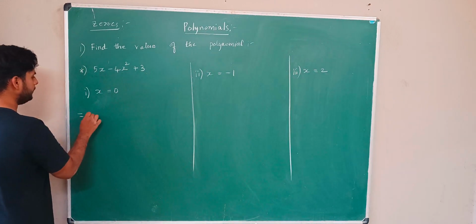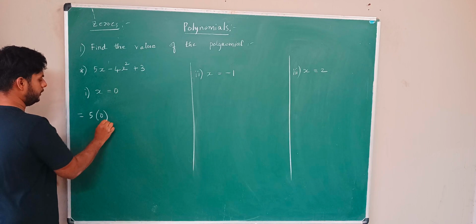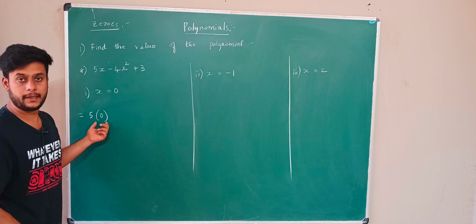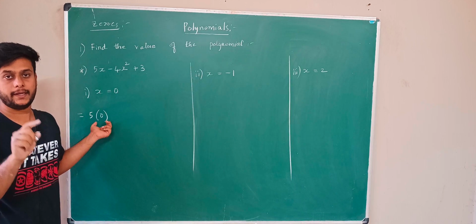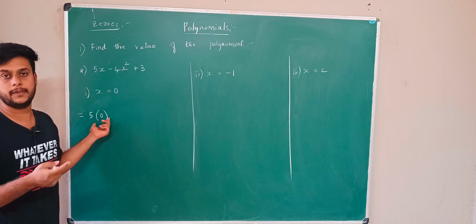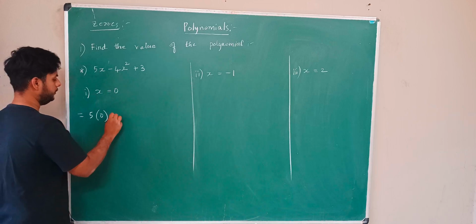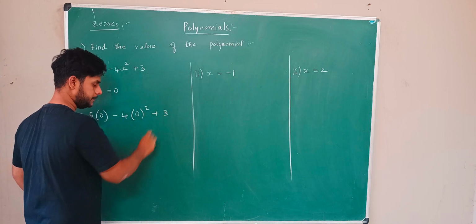Okay. So first, p of x, what is my value of x? 0. See here, whenever I am opening a bracket, bracket means what? Multiplication. Some people write p into 0, some people write p dot 0, some people write p of 0. This is of 0. Of means what? Multiplication.